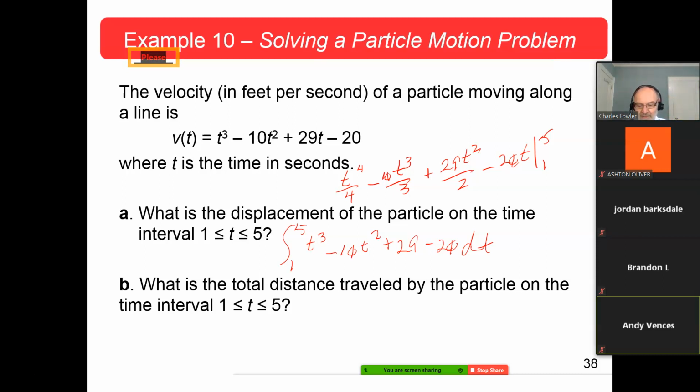Let me get my calculator set up here. Okay, so let's plug them in. I'm going to have to turn my calculator this way to get your exponents. So it's going to be 5 to the 4th. That's your x to the y key on my calculator.